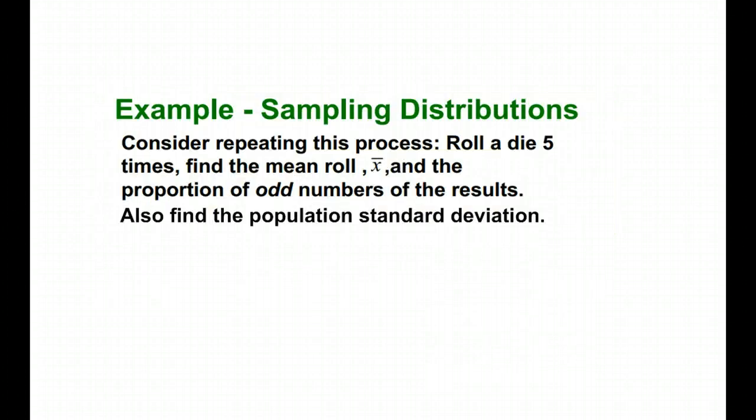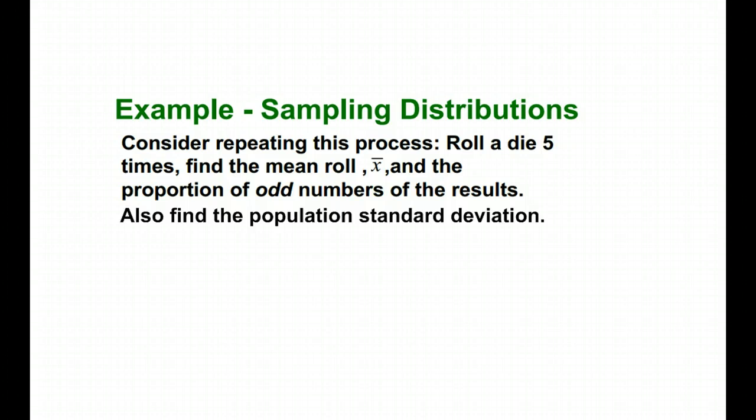Alright, so to give you an example, this is something we'll work through this whole entire section of notes. So consider we're going to repeat the process of rolling a six-sided die. We're going to roll it 5 times, and we're going to find the average roll, X bar, and then we're going to find the proportion of odd numbers of the results, like a proportion of the 5 numbers that we roll that are odd.